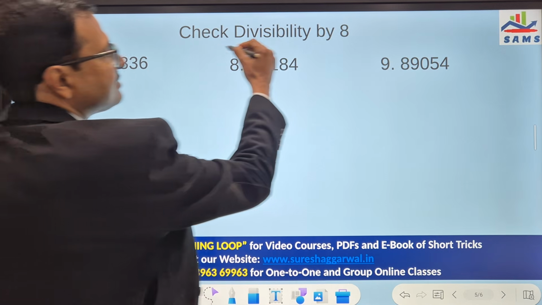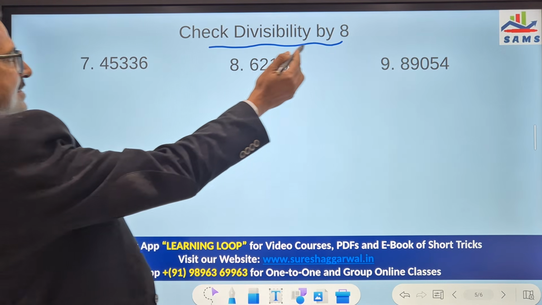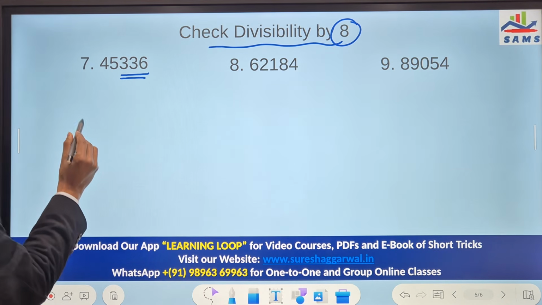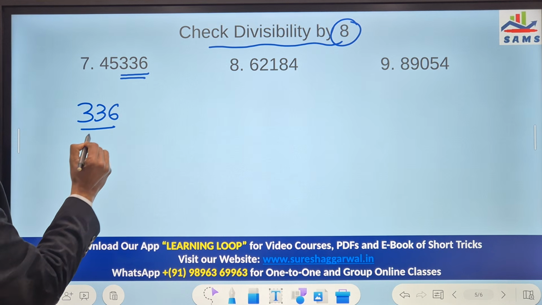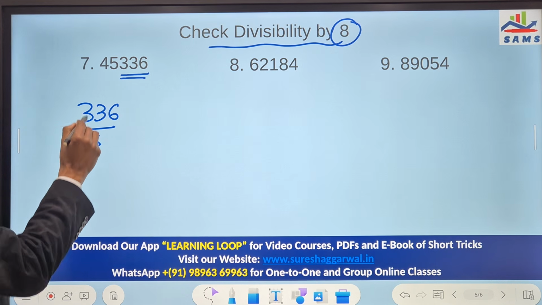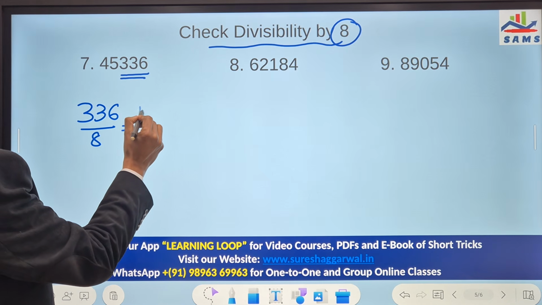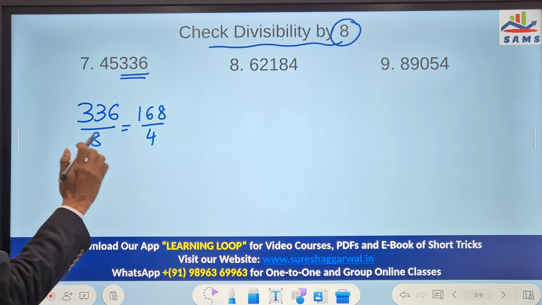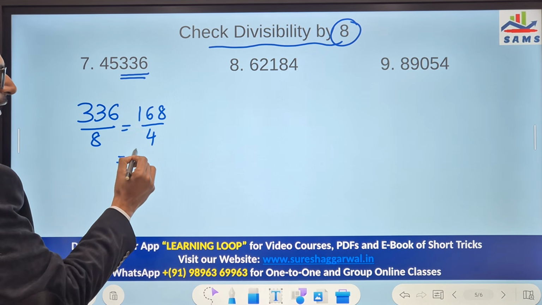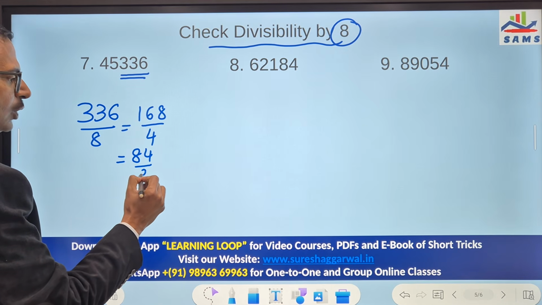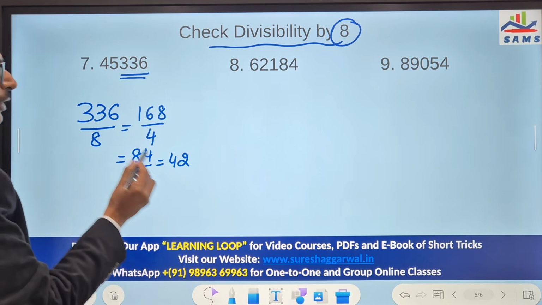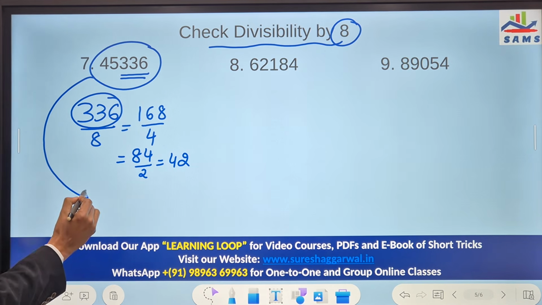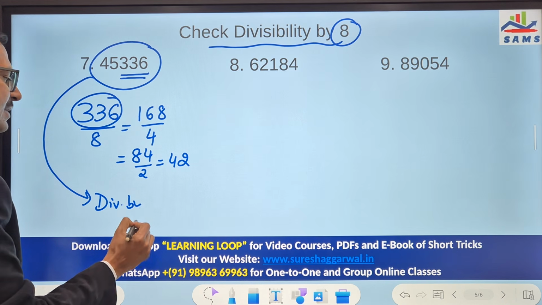Here you can see checking divisibility by 8. Now as soon as the divisor 8 comes in the mind, you have to check the last 3 digits, that is 336 by 8. Let's cancel a common factor 2 between them. So this becomes 168 divided by 4. I cancel the common factor 2, and now this becomes 84 divided by 2, and this becomes 42, and therefore 336 actually is divisible by 8, and so the entire number is divisible by 8.